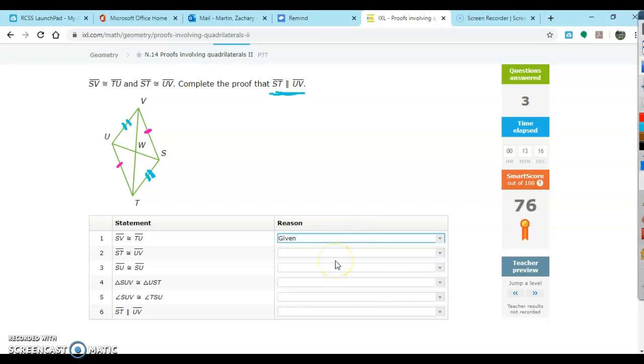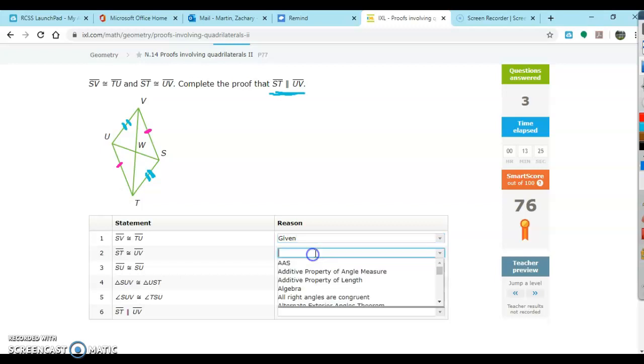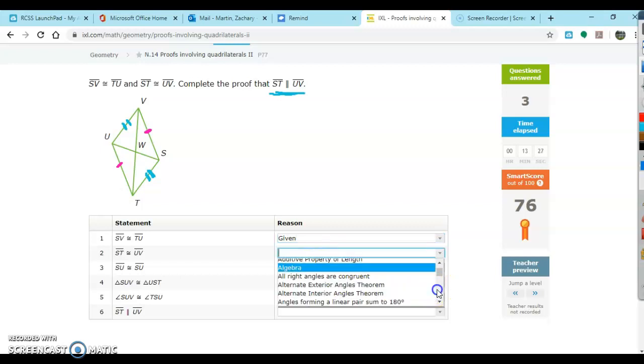That's how you're going to start off your proof 99.9 times out of 100, okay? Your proof's going to start with your givens. All right, segment ST is congruent to segment UV. That was also given, so select given.